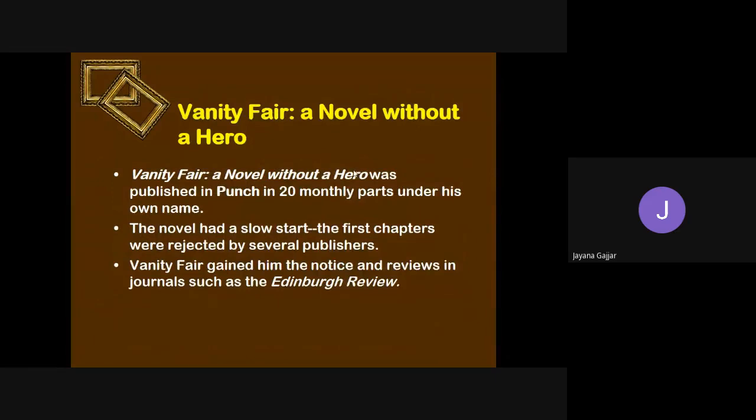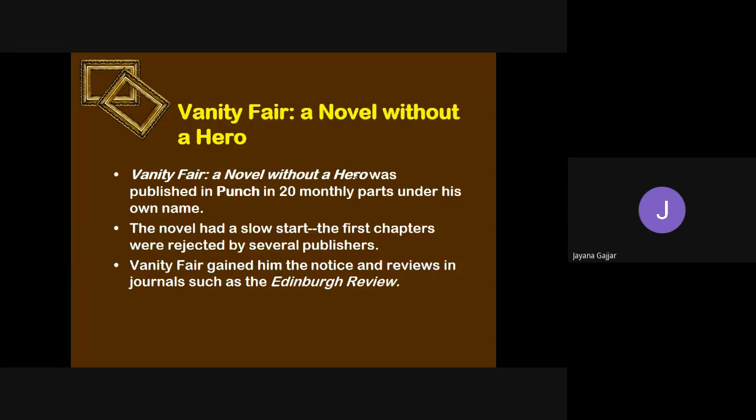Now, Vanity Fair, I'm sorry. The whole name is Vanity Fair, A Novel Without a Hero. It was this novel that gave him the success. It was published in Punch, again the name of that magazine, in 20 monthly parts under his own name. So this was the first thing that he wrote with his own name. He gave the name A Novel Without a Hero because he said that his business is not with the ideal or heroics of life, but he wanted to portray life and humans as he sees them around him. Therefore, he gave this title.